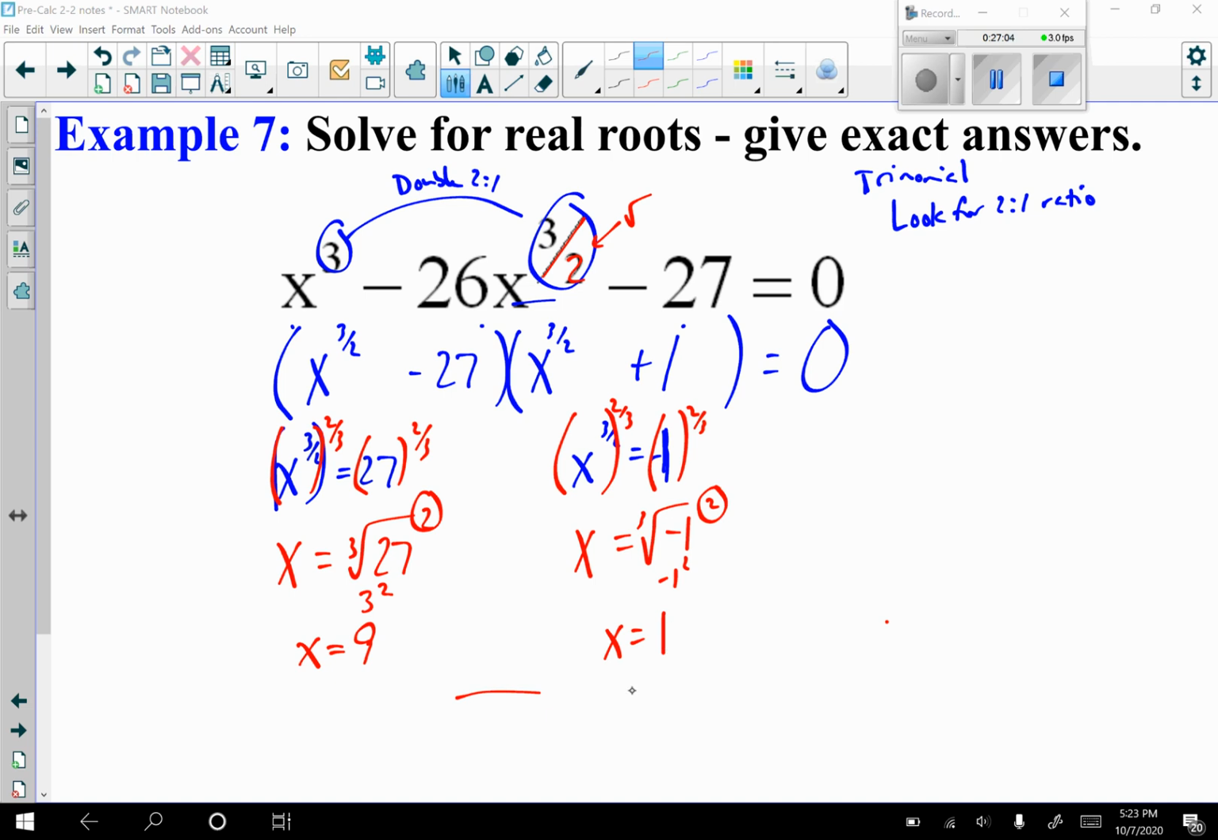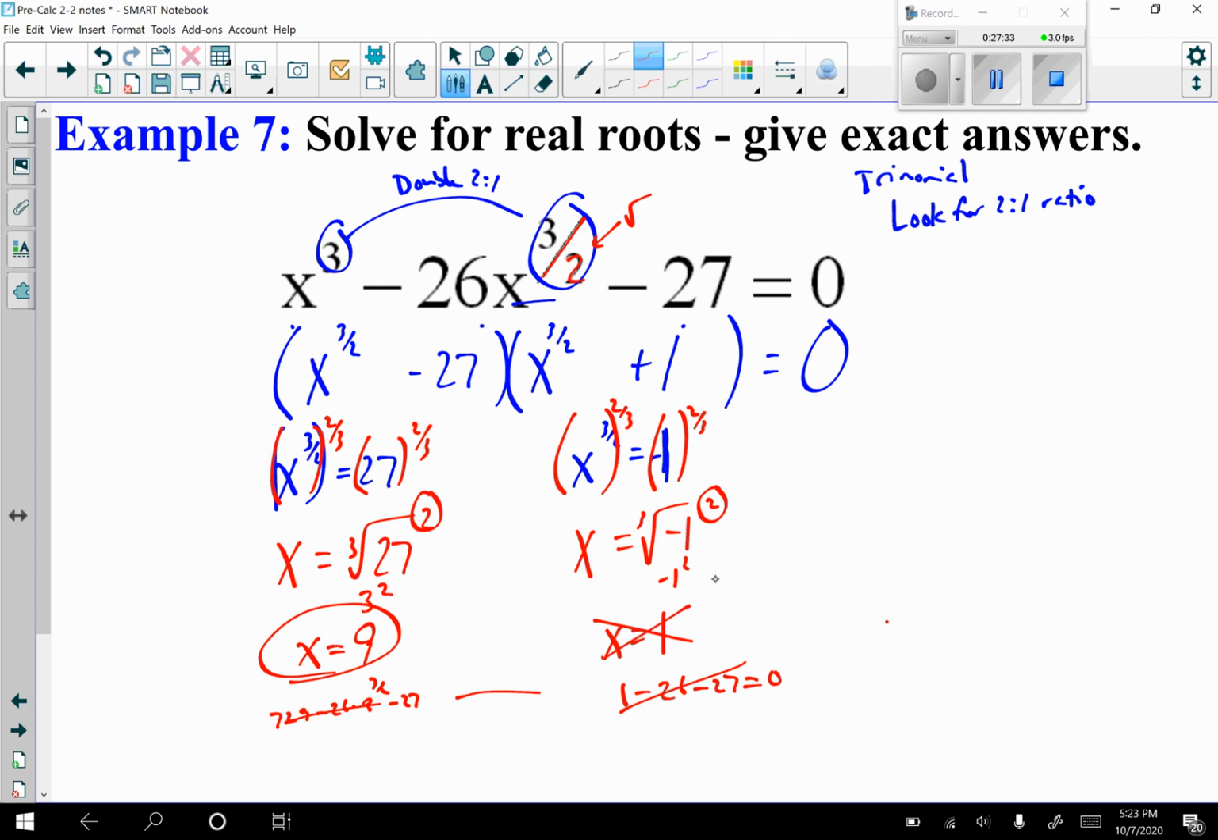Okay, so checking it, the 1 is easy to check. Plug it in the original. 1 cubed is 1 minus 26 times 1 minus 27. Is that 0? That is not 0. That is extraneous. The 9 does work. 9 cubed is 729 minus 26 times 9 to the 3 halves. That'll be 3 cubed is 27 minus 26 times 27 minus another 27. That is a good answer on this one.